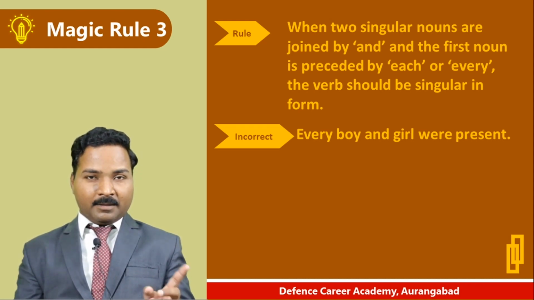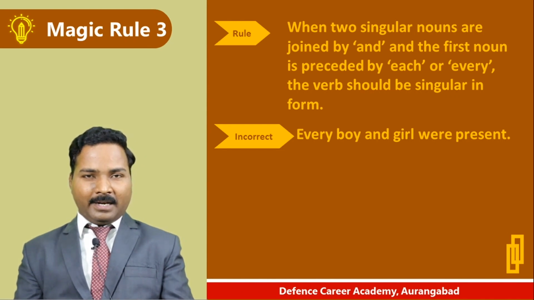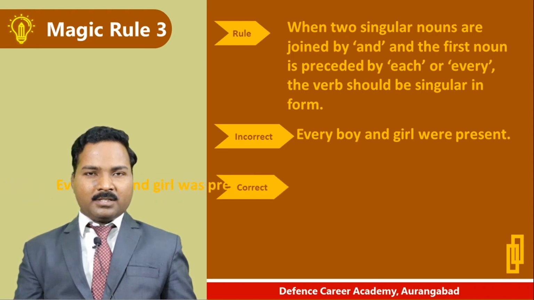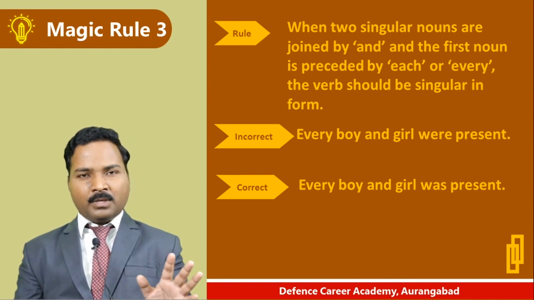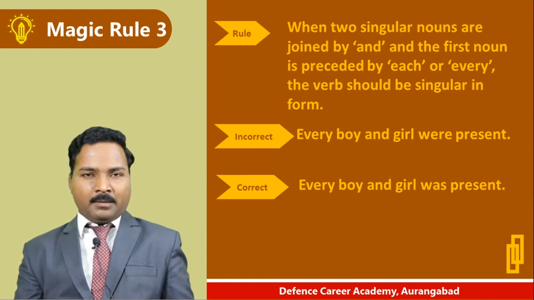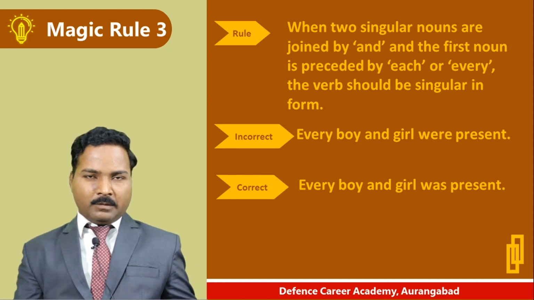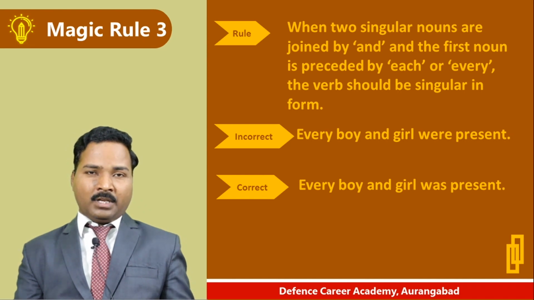Okay, and if I repeat this adjective "every" after "and", we will have to use a plural verb. In this example, the sentence is corrected: "Every boy and girl was present." So this is a rule which is based on subject verb agreement. When the subject is singular, the verb should be singular, and when the subject is plural, the verb should be plural. This is known as subject verb agreement.